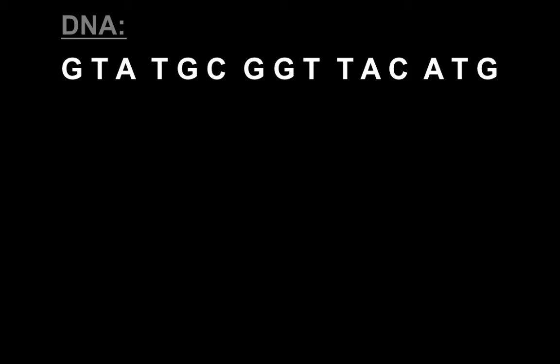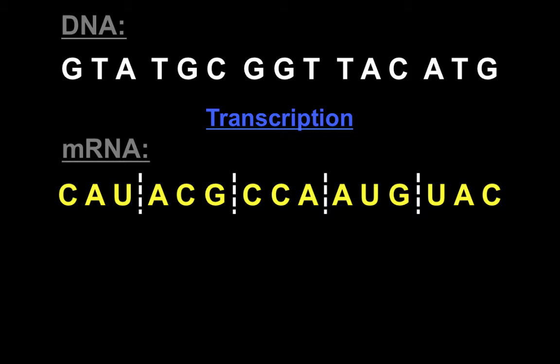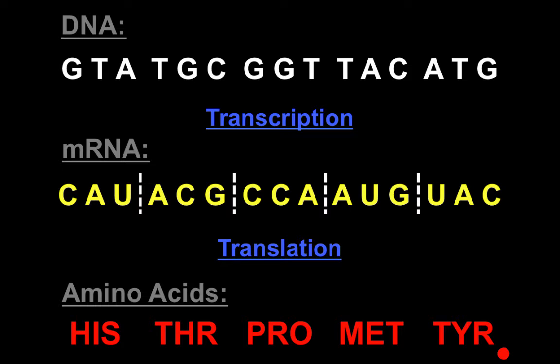So if we start out at the beginning, we have our DNA. We have to go through transcription first. So now we make our mRNA, and we've used U's. Then we're going to go through translation. We're going to use our chart, and we're going to translate those mRNA codons into amino acids. And this gives us our protein.